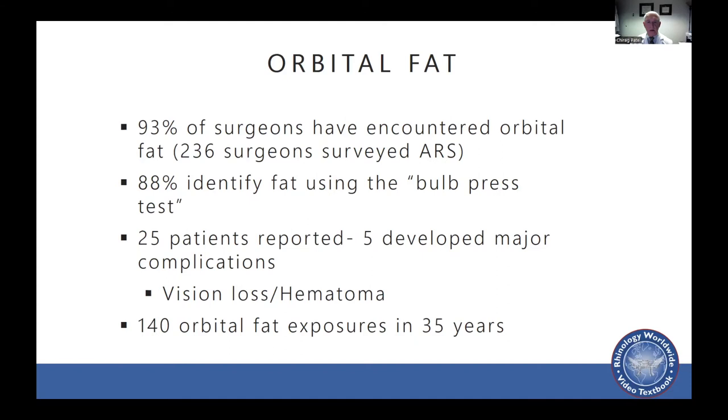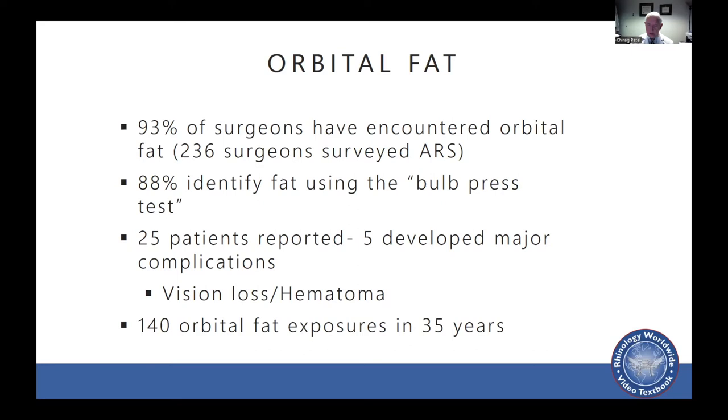And in a survey of the American Rhinological Society, 93% of the surgeons said that they had encountered orbital fat. 88% identify fat using the bulb press test, which I defined way back in the early days in the 1987 paper, by looking simultaneously at the ethmoid and pressing the eye to see if there was any damage to the lamina papyracea. There were 25 patients who reported major complications, vision loss and hematoma. In my experience over the years, there have been at least 140 orbital fat exposures that were noted.